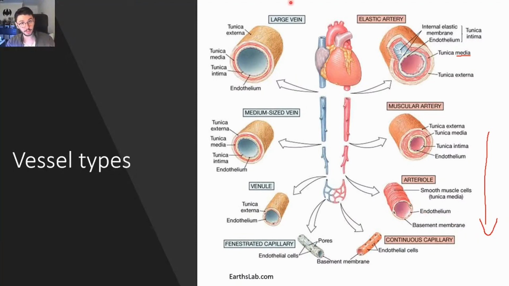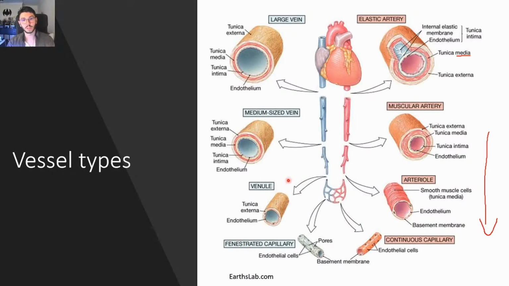Moving on to veins. In the veins in general you have a thin media and a thick externa. And this thick externa allows it to be protected. You also have the folds within the tunica intima, which create the valves to allow unidirectional flow. And as you can see, the relative thickness of the tunica externa to the media is maintained.